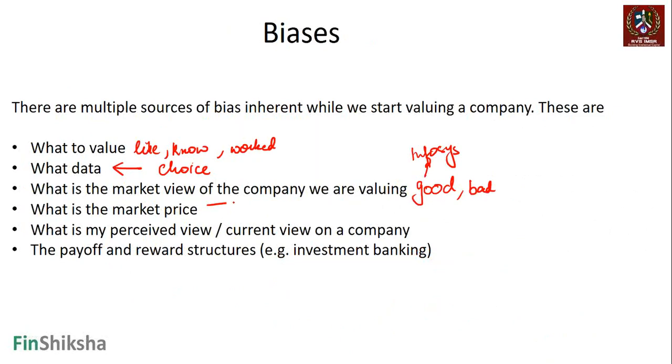What is the market price? Let's say the market price is 1000, but my valuation gives me a value of 700. The first thought that comes to my mind is that I might be wrong. Why might I be wrong? Why can't the market be wrong? Why can the stock not be overvalued? So it is important for us to have confidence in our abilities. Obviously, we need to check if we have made some error, but if we believe that we have not made any error, then the market price has got nothing to do with what the actual value of the company's stock would be.